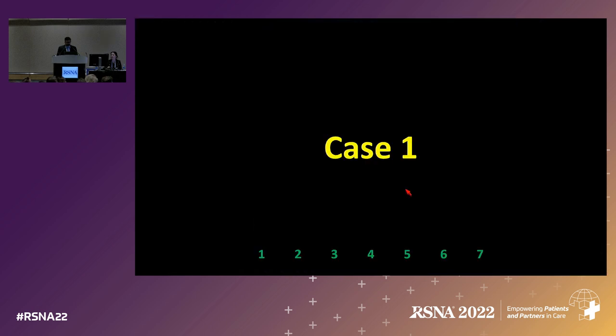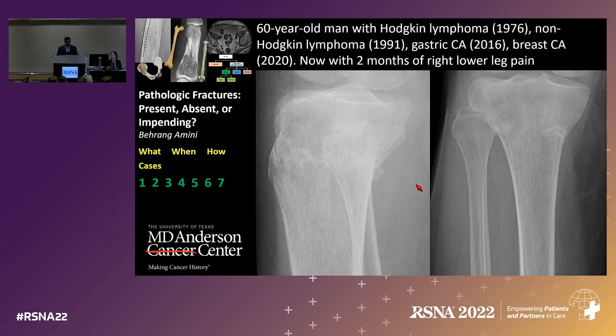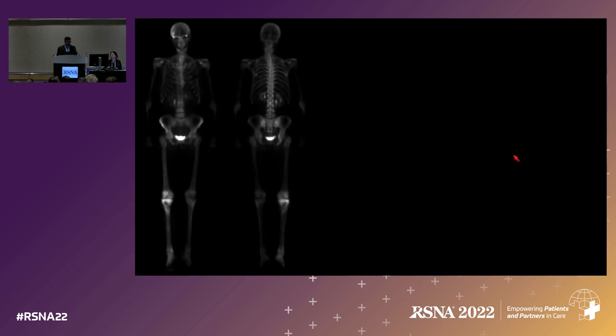And then let's look at some cases to give you some experience. All right, let's see, case 1. So this is a multi-cancer patient, 60 years old, Hodgkin lymphoma, non-Hodgkin lymphoma, gastric cancer, breast cancer. This is our typical MD Anderson patient, unfortunately. And now is having 2 months of right lower leg pain. And you can see a fracture over here, but maybe not a lot of destruction over here, maybe some sclerosis around it. Let's look at some CTs and bone scans.